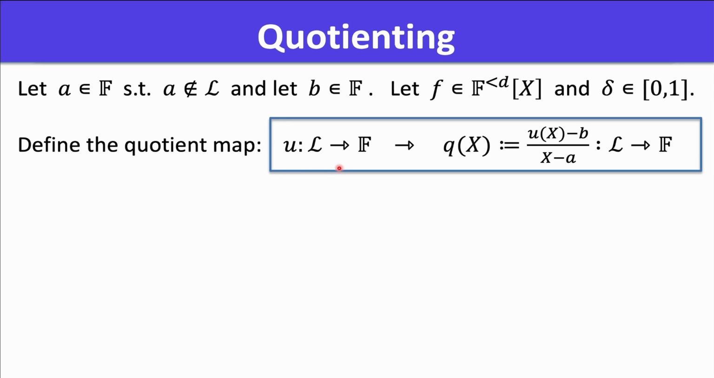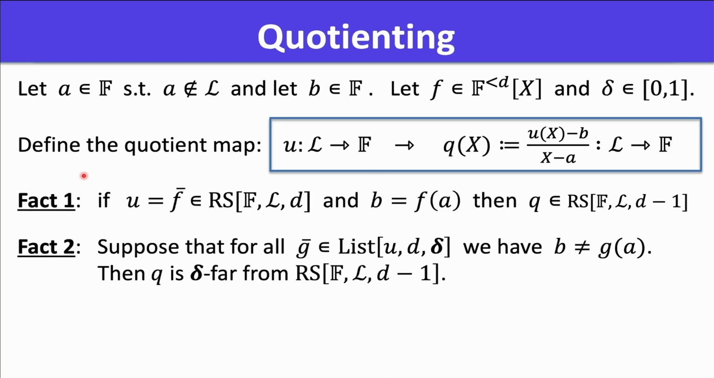Now, given such a function, we can define the quotient function, q(x), by applying this division to the values of u. In other words, given little a and little b, we define q at some point x as (u(x) minus b) divided by (x minus a). Okay, and we'll see why that makes sense in just a second. This is another function from L to F. In fact, this is defined at every point of the domain L, and this is because a is not in L, so the denominator is never going to be 0. So this is well defined at every point in the domain L. Okay, so we'll call this the quotient function. This is called quotienting because given any function u, we can define its quotient.